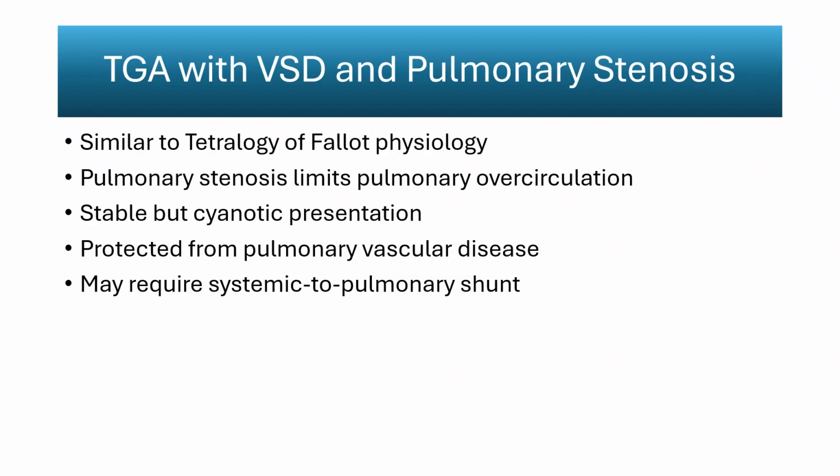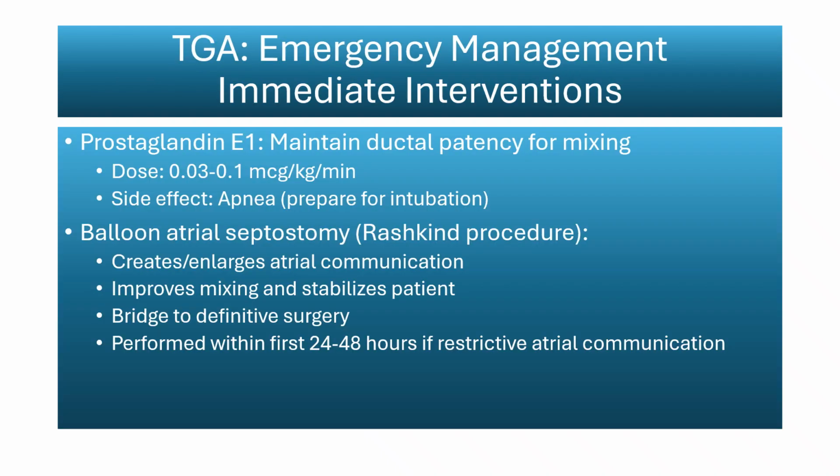These infants remain protected from early pulmonary vascular disease because high pressures are not transmitted continuously to the pulmonary arteries. However, the trade-off is chronic hypoxemia, which can impair growth and increase risk of complications such as polycythemia. Some patients require a systemic to pulmonary artery shunt to augment pulmonary flow until definitive surgical correction can be undertaken. This variant highlights how associated lesions can dramatically alter the trajectory and timing of intervention in transposition.